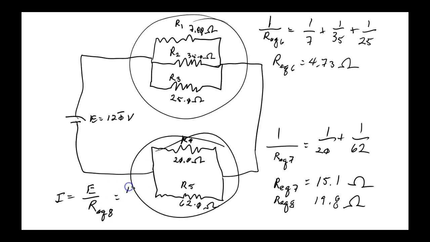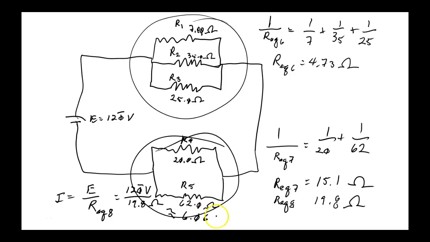So that will be 120 volts, 3 significant digits, divided by 19.8. That's already 3 significant digits. Ohms, and what do you get? Something pretty close to 6. 6.06. Okay, 6.06. Yeah, okay, 6 amps.